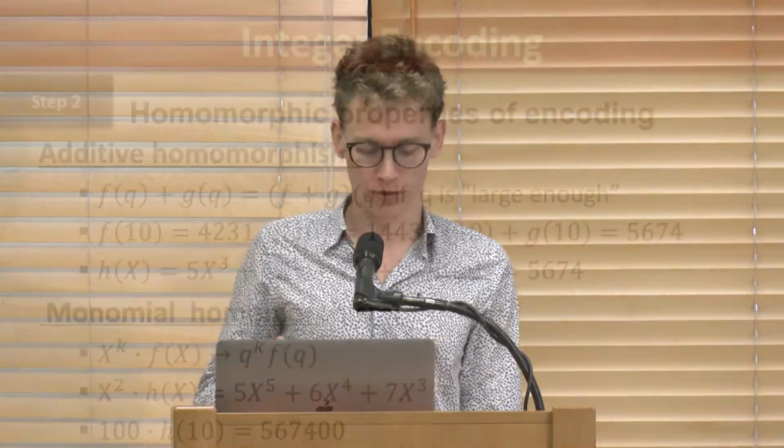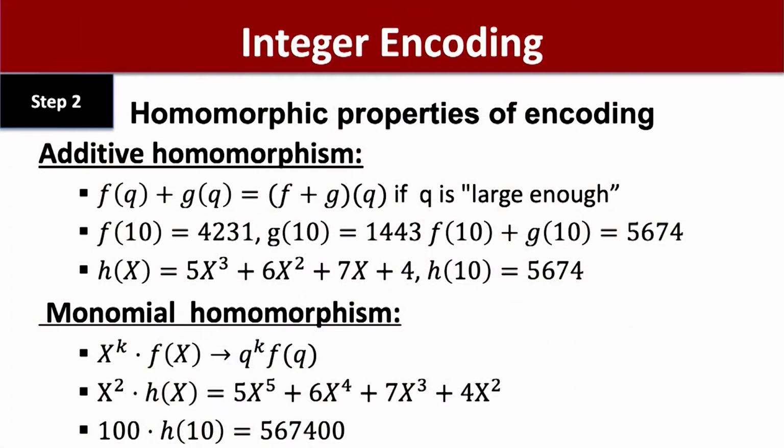Additionally, there's a multiplicative, or really we care about the monomial homomorphism. If I multiply the polynomial by x to the k, then in the encoding space this is equivalent to just multiplying the encoding by q to the k. So in the example, if you want to multiply by x squared, you multiply by 100. So now we've mapped our polynomials to integers with these nice homomorphic properties.